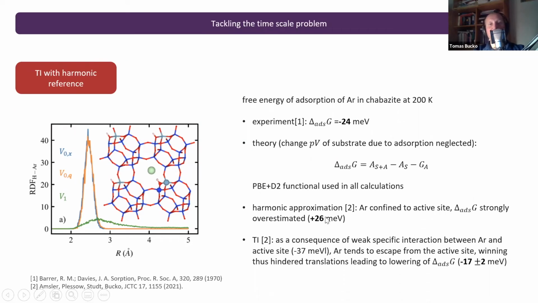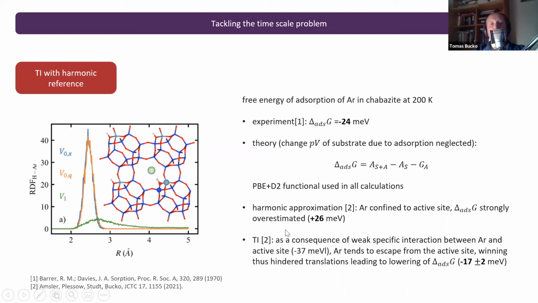The harmonic approximation, as I told you, necessarily fails because, as you can see here, this is the radial distribution function computed under the action of the harmonic potential. The harmonic approximation actually confines argon to the vicinity of the adsorption site. Argon never escapes, and therefore the harmonic approximation gives you a totally wrong prediction. Even the sign of that is incorrect, as you can see.